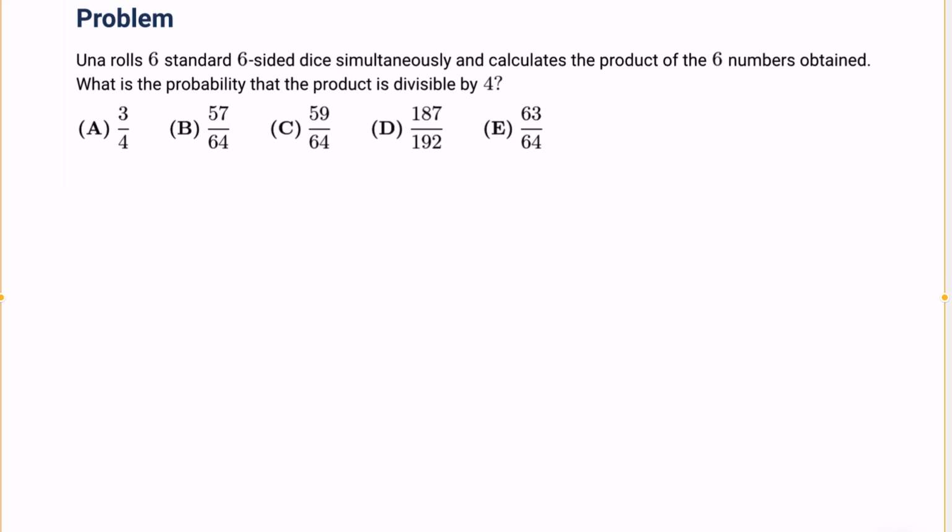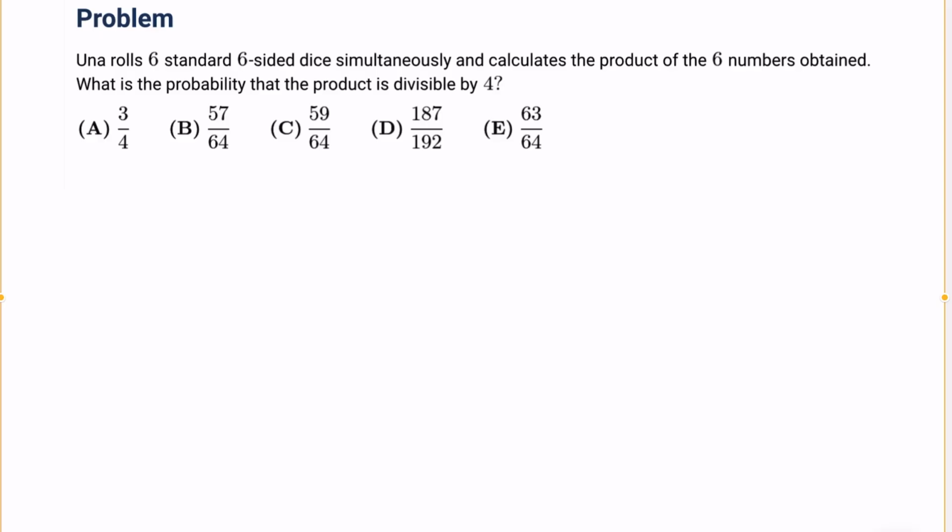For this problem, I'm going to use complementary counting to find the probability that the product is not divisible by 4, because there are only 2 cases, and I'll explain that further. Because there are only 2 cases in which the product is not divisible by 4, that's a lot easier, and so we can just find that probability and then subtract it from 1 to get what we want, which is the probability that the product is divisible by 4.